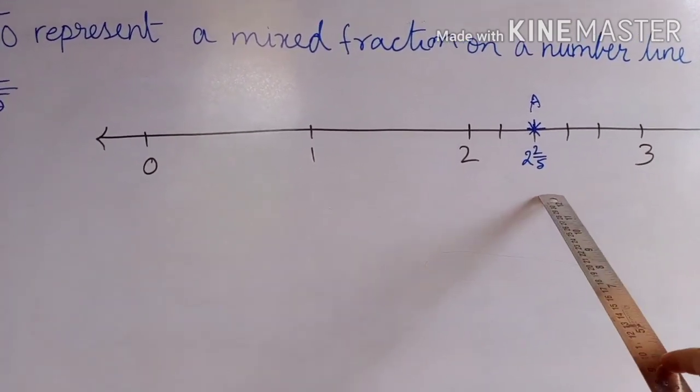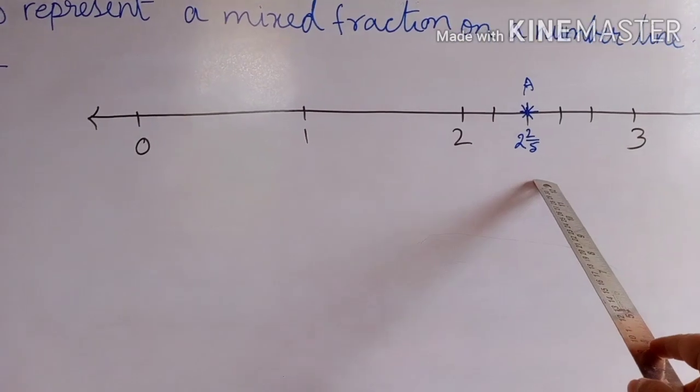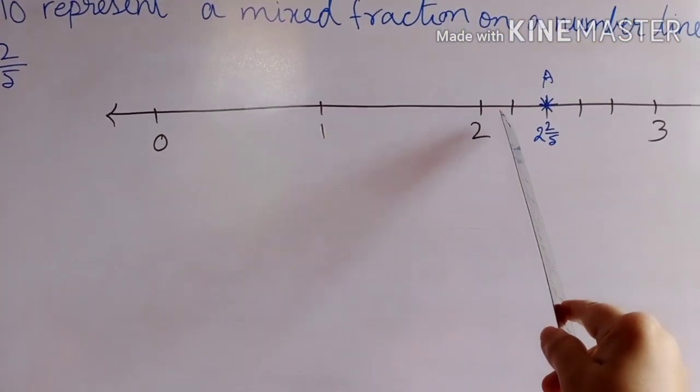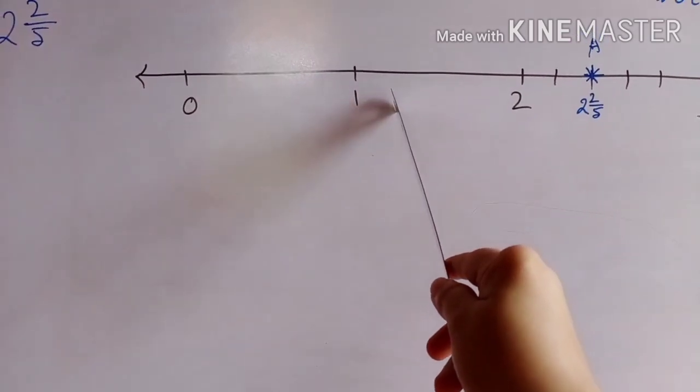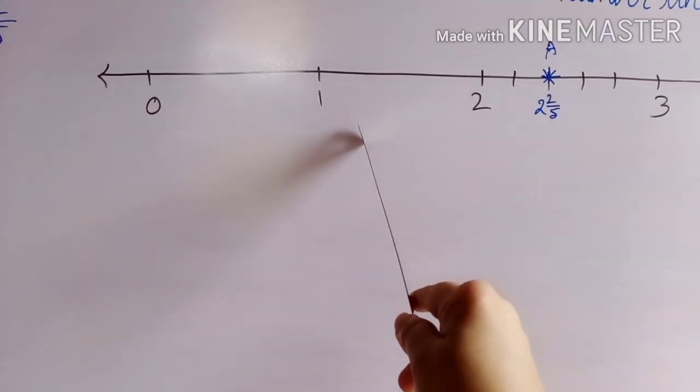For example, if I have to represent 1 1 by 4, so what I will do, 1 to 2 will be divided into 4 equal parts, and then the first part will be 1 1 by 4, right?